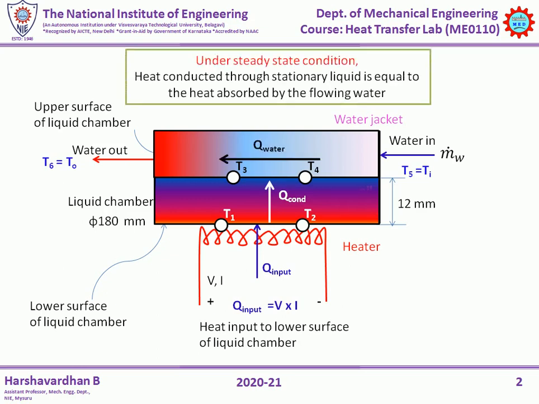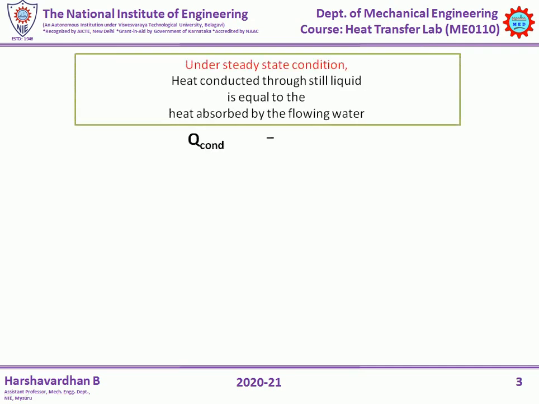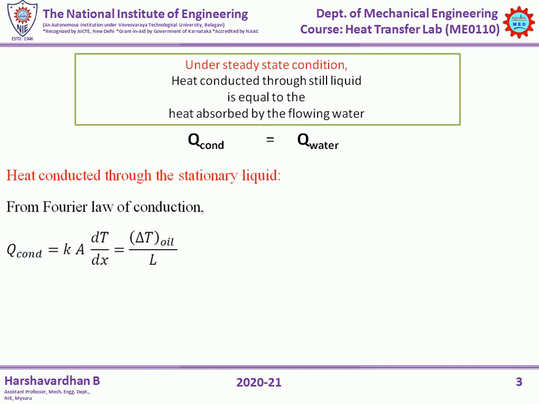Under steady state condition, heat conducted through the stationary liquid is equal to the heat absorbed by the flowing water. This steady state condition will be used to determine the thermal conductivity of the liquid. So under steady state condition, we can equate the heat conducted through the stationary liquid to the heat carried away by the flowing water. Heat conducted through the stationary liquid can be calculated by using the Fourier law of conduction, according to which Q conduction will be equal to K into A into dT by dx, where K represents the thermal conductivity of the liquid, while A represents the area normal to the heat conduction, and dT by dx represents the temperature gradient.